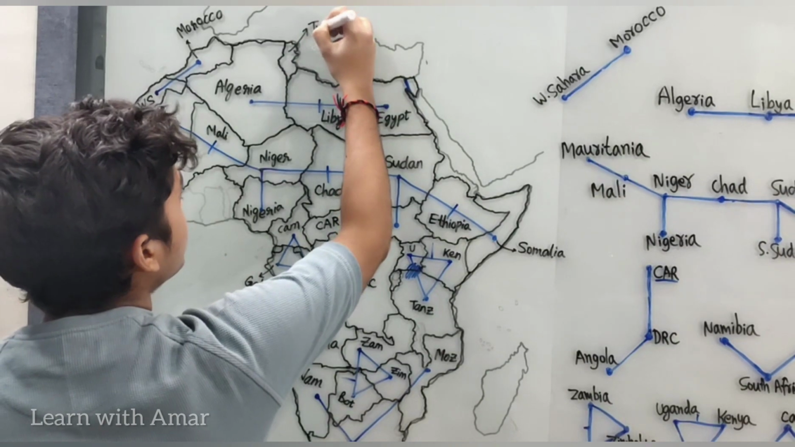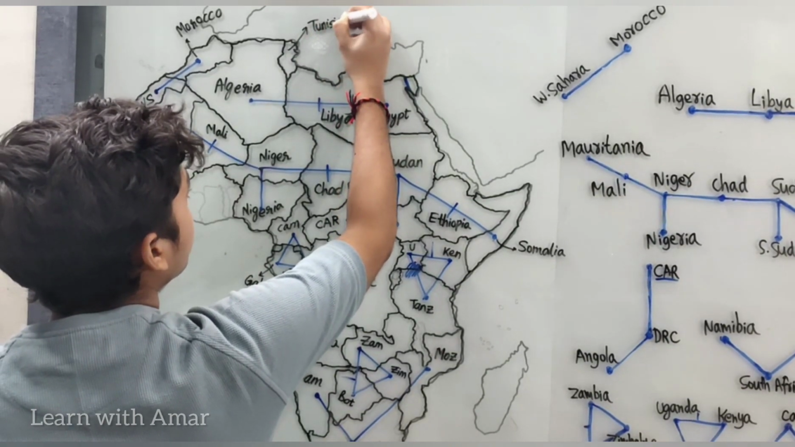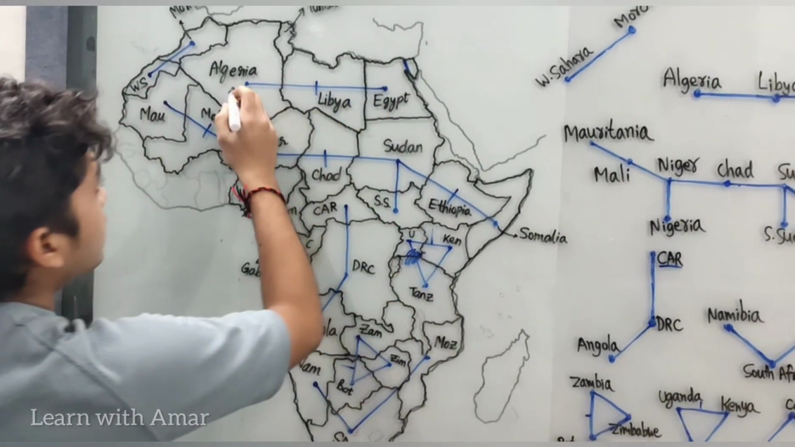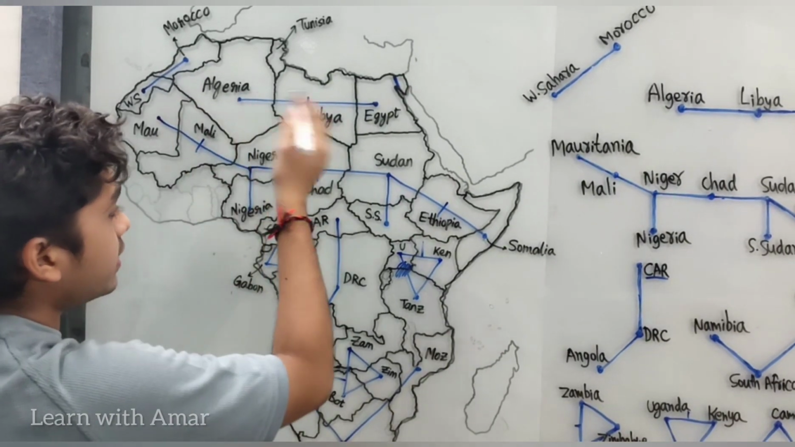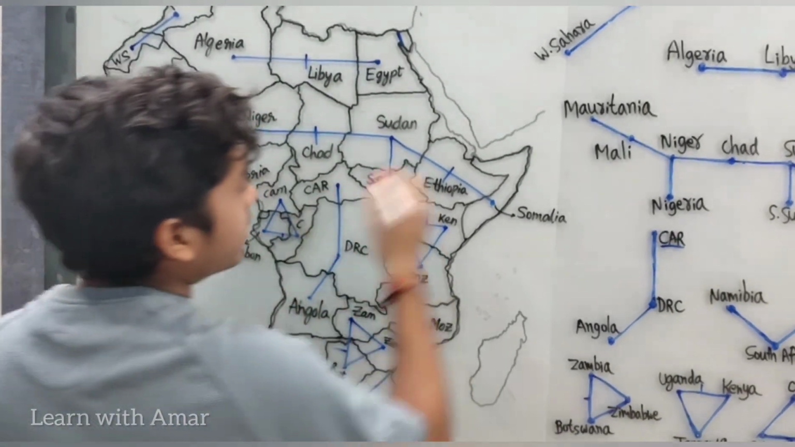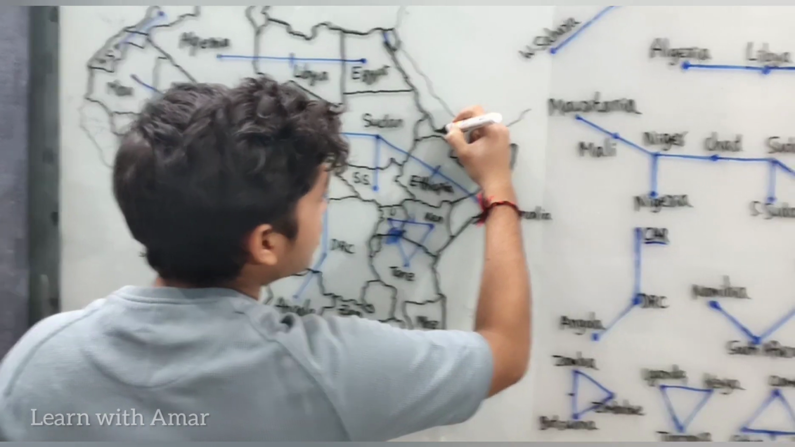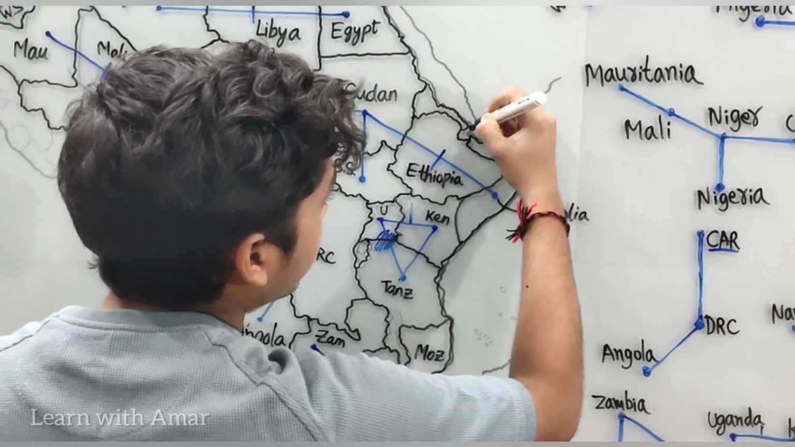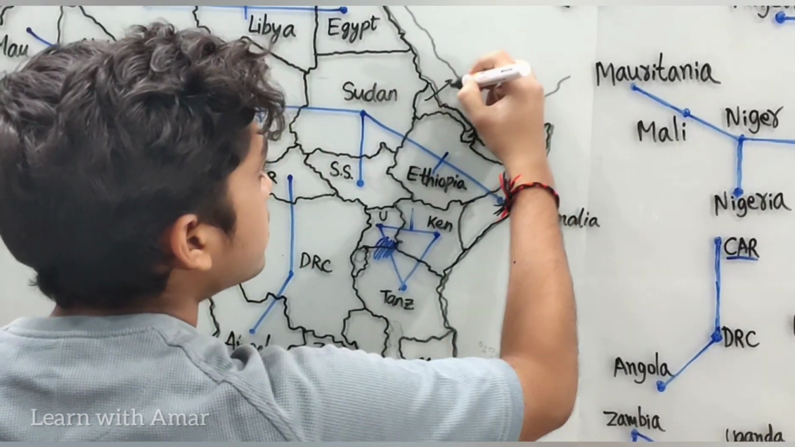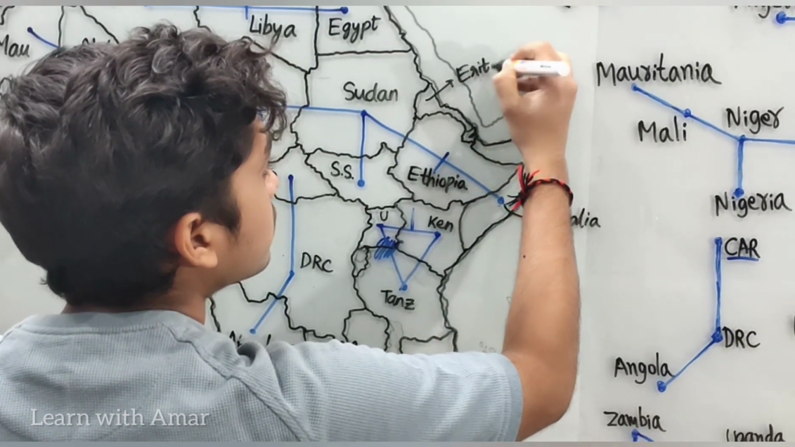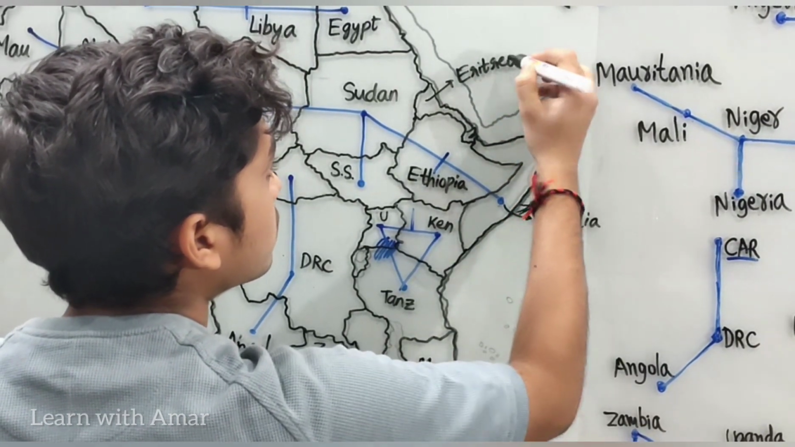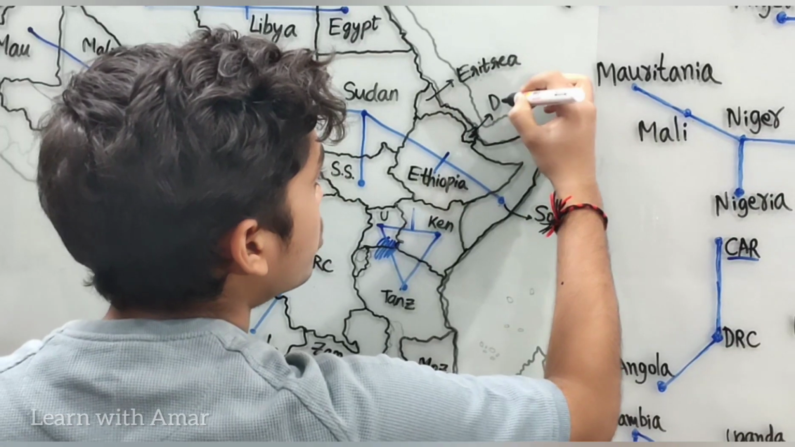This right here is Tunisia, okay. That reminds me that Algeria is the largest country in Africa, okay, right. Then comes this one and here this one. This is Eritrea and this is Djibouti.